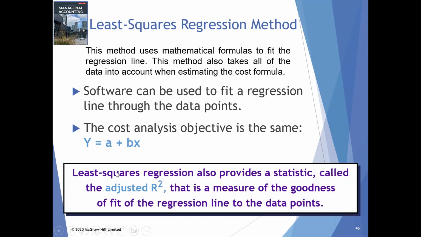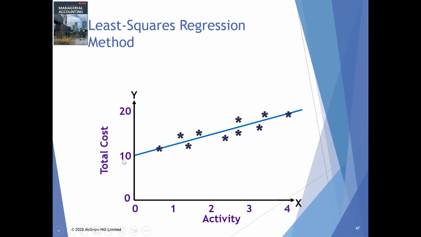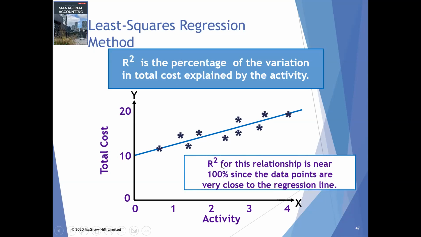The least squares regression method also provides a statistic called adjusted R square, that is a measure of the goodness of fit of the regression line to the data points. Look at this. We have this information, least squares regression, just like the scatter one, the activity and the cost you can find. The R square for the relationship is near 100% since the data points are very close to the regression line. This is the regression line, right?